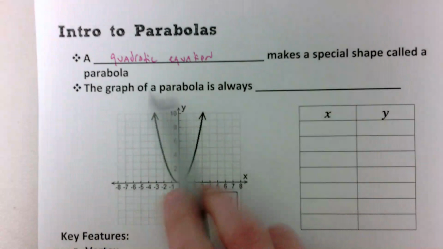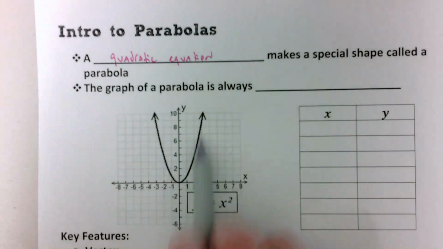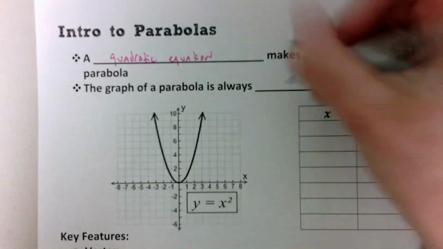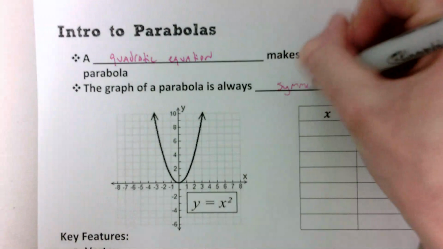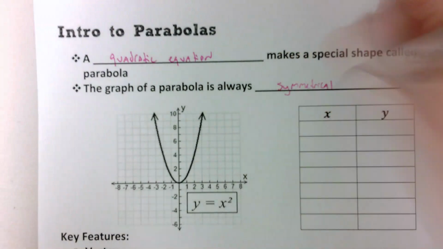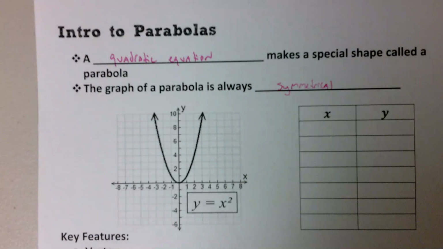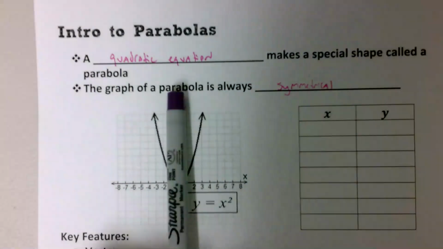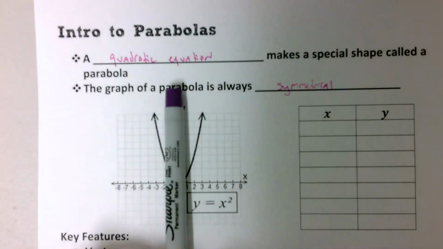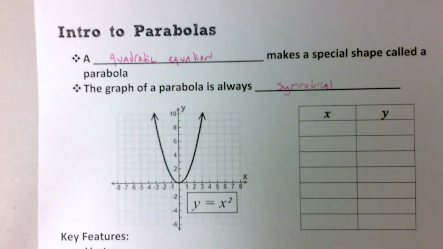Okay, now the graph of a parabola, so when we graph a quadratic equation, this parabola shape, it's always symmetrical. Okay, and what that means is that it's the same on one side as it is on the other. If you sort of picture putting a mirror down the middle of this graph, it would reflect and give you exactly the opposite side, right? So it's perfectly the same on both sides. So that's what we mean when we say they're symmetrical, and that's going to be really useful to us in a few lessons when we start graphing these.